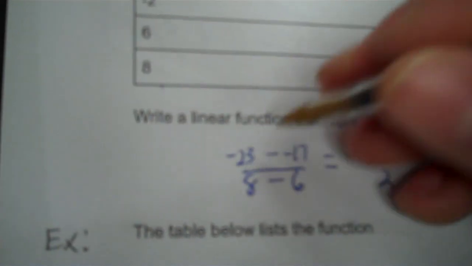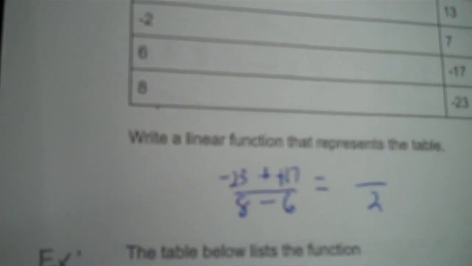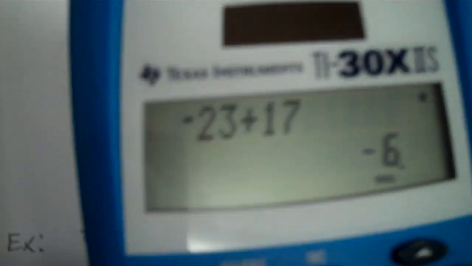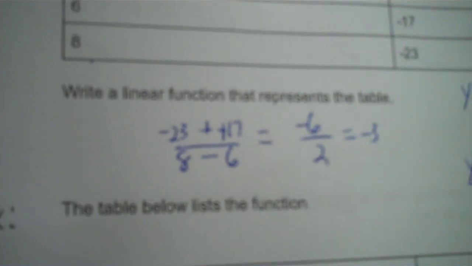Now, negative 23, don't mess with, that's your starting number, and you add 17 to it. That's what negative 23 minus negative 17 really is. It's negative 23 plus 17. That's negative 6. Now divide those and you get negative 3. So that's your m value. And you notice how right there, negative 3 is what we got.